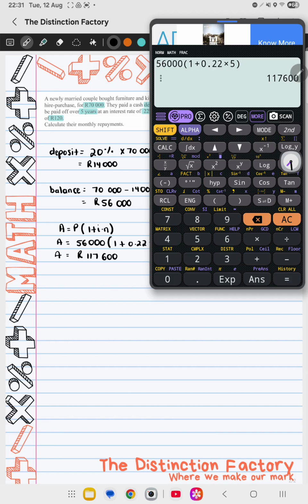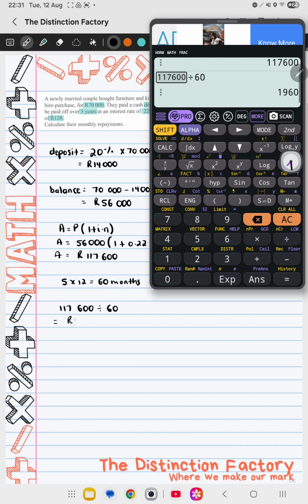Then we can calculate our monthly repayments. So we know that they are paying for 5 years. That means that they will pay for 60 months. How did I get to 60? I took the 5 years and times it by 12 because there's 12 months in a year, giving us 60 months. From there, I can now take this 117,600 and split it up over those 60 months. And that gives me an answer of 1,960 Rand that needs to be paid per month.